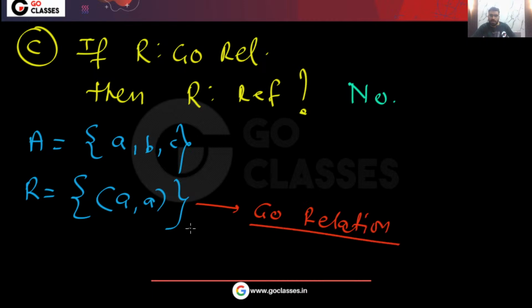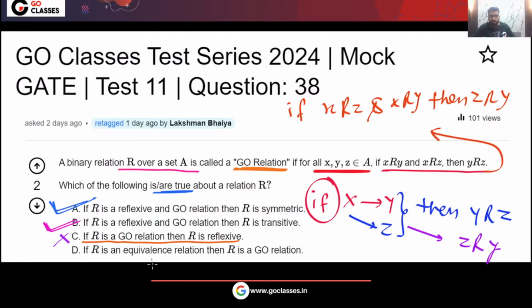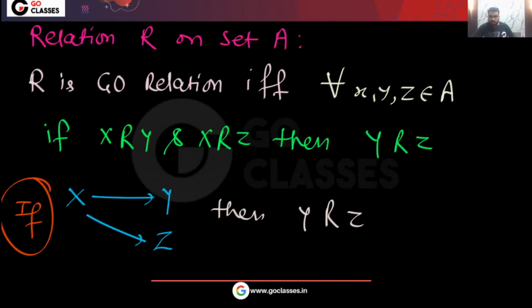This is a go relation, but this is not reflexive. So you can easily see this option 3, that is false. Okay, what about this one? If R is equivalence relation, then it is go relation. Can you prove R is equivalence relation, then it is go relation?